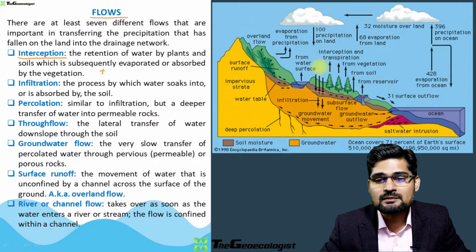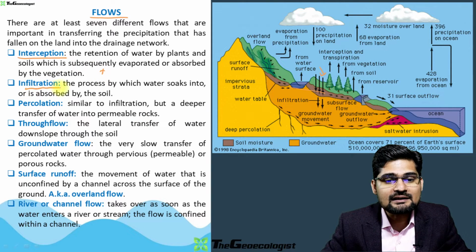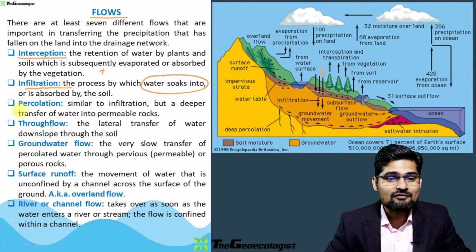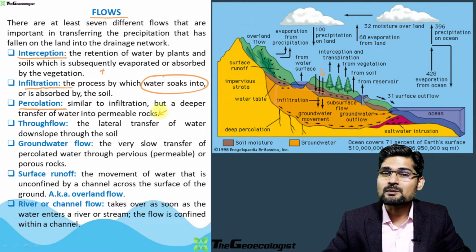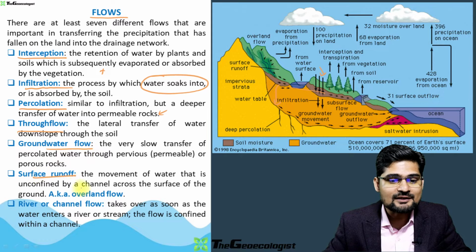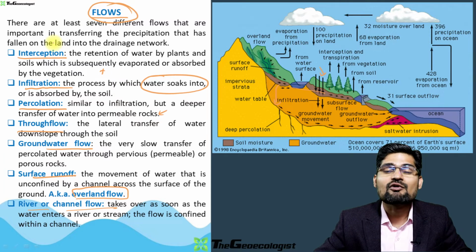So interception may be by trees, by soil, right? By grasses. Then you have infiltration, where water is soaked into, absorbed into the soil. Then you have percolation. So water is going inside, percolating through permeable rocks. Then you have throughflow, groundwater flow, surface runoff, which is also called overland flow, and then you have river or channel flow. So these are the flows involved in hydrology.